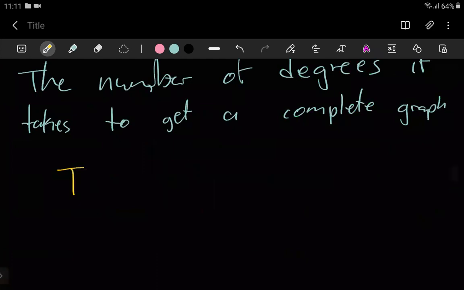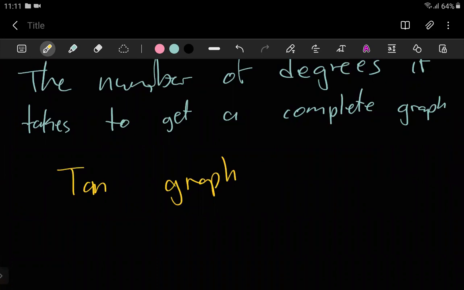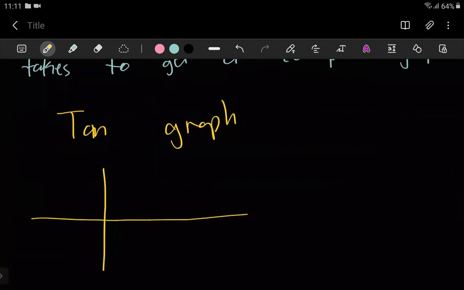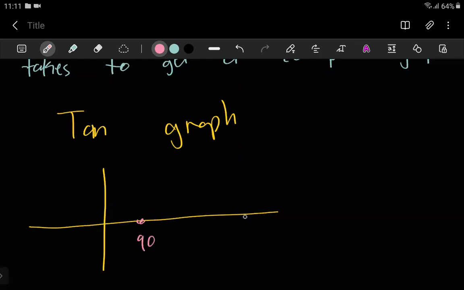So with a tan graph, fortunately, it is what it is. A tan graph is a special looking graph. It looks as follows. I'll draw it first, and then we'll explain what the different pieces of information will be telling us. So what we already know about a tan graph is that it has asymptotes. Somewhere at 90 here, it is an asymptote. Somewhere at 270, there's an asymptote.